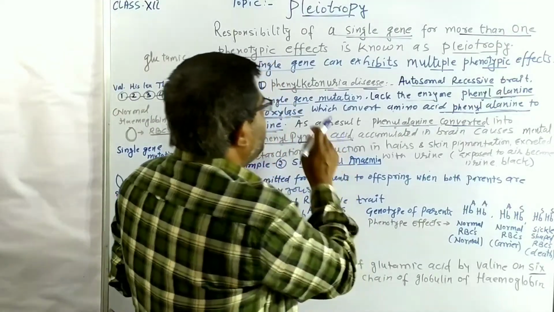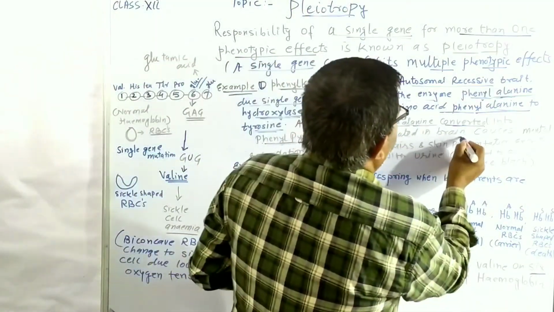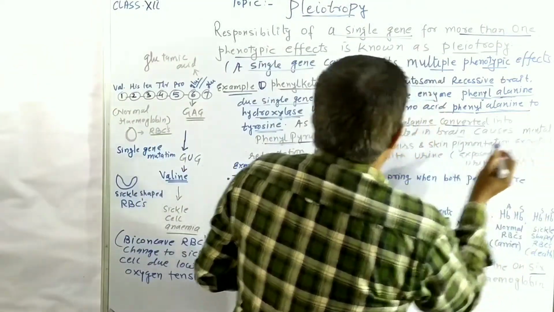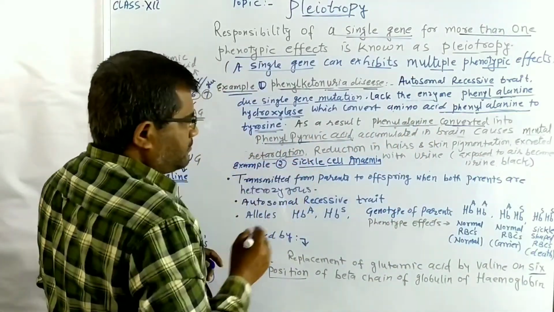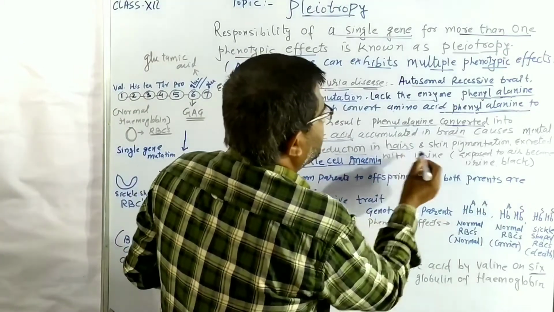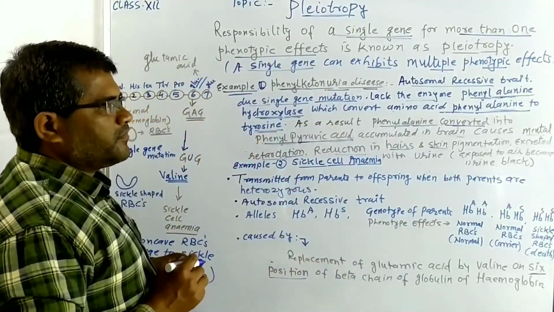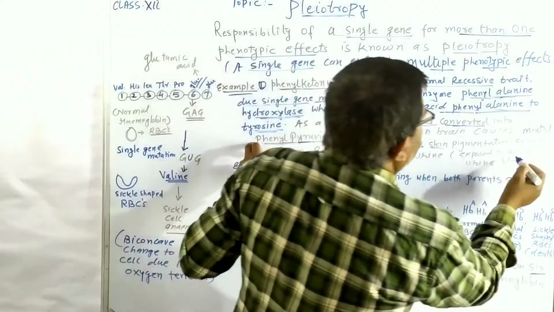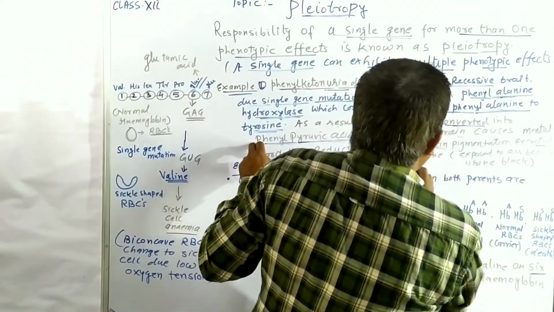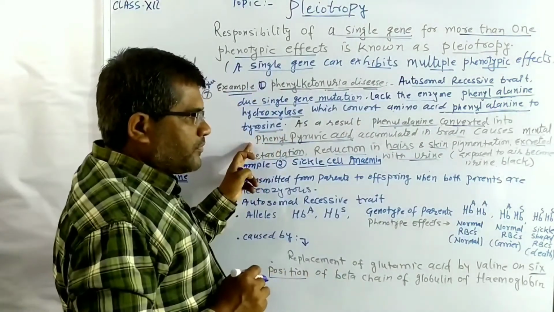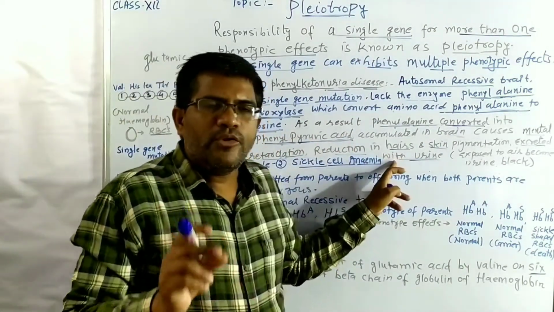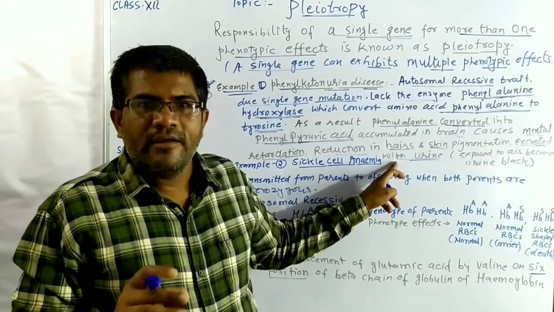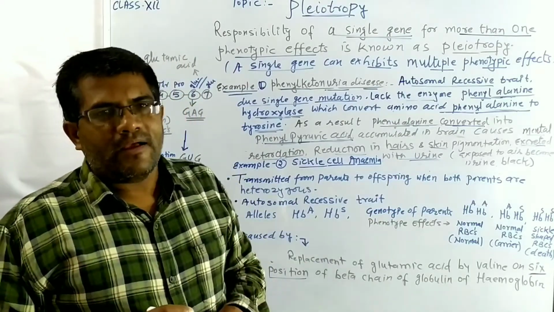This phenylpyruvic acid is accumulated in the brain, and due to this accumulation, mental retardation and reduction in hair and skin pigmentation occur. This phenylpyruvic acid is excreted with the urine. That's why when the urine of such a patient is exposed to air, it changes into black color.